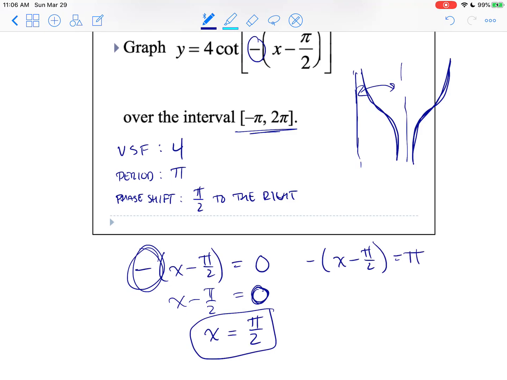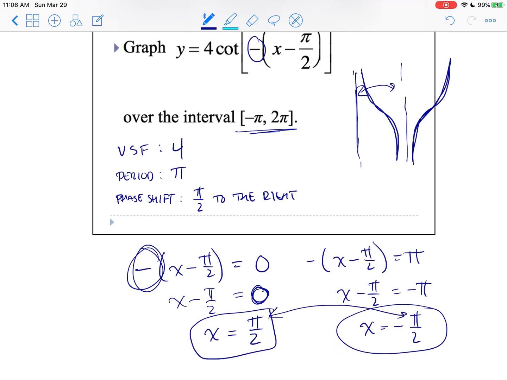Okay? And when I do that, you'll see if I divide by a negative here, I get x minus pi over 2 equals -pi. And then when I add pi over 2, I get x equals -pi over 2. And so my next vertical asymptote would be at -pi over 2. And notice the distance between these two vertical asymptotes is pi, and that is the period of this function. Okay.